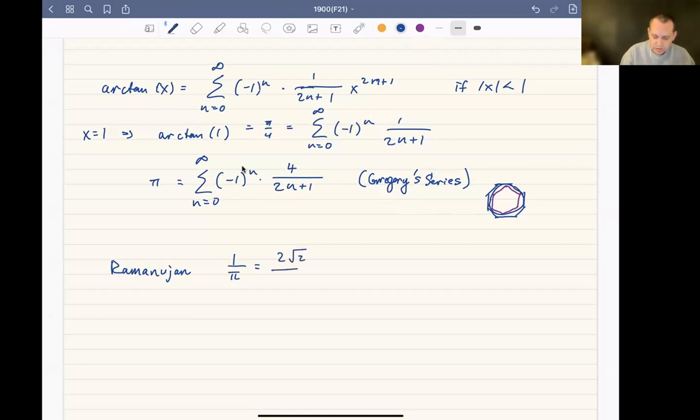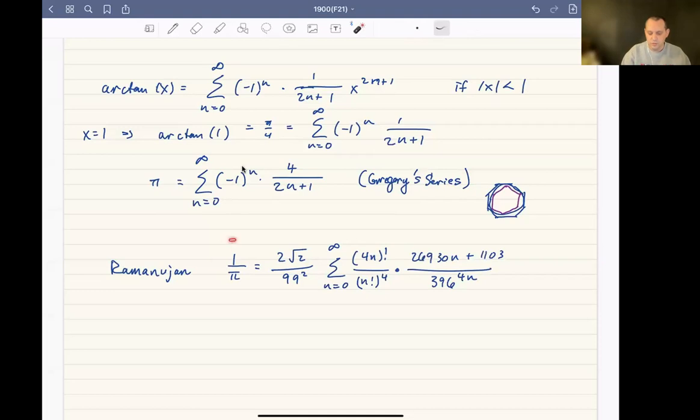And he showed, or at least he wrote down, that if you take 2 square root of 2 over 99 squared, and you add the sum as n goes from 0 to infinity of 4n factorial over n factorial to the 4th, times 26,930n plus 1103, all divided by 396 to the 4n, that converges to 1 over pi.